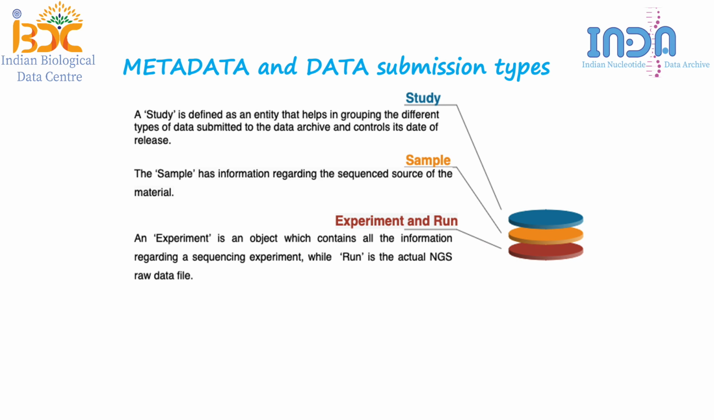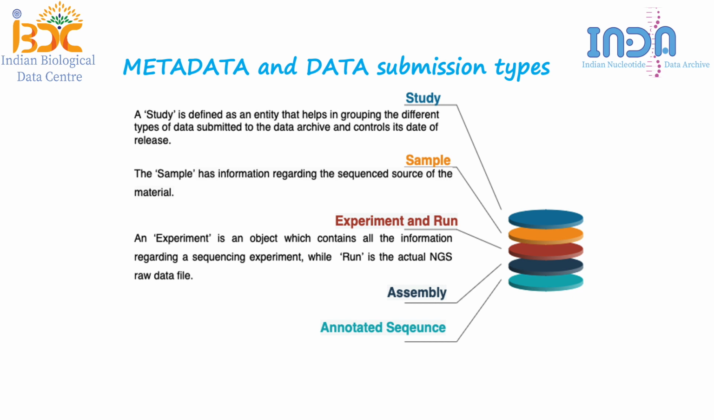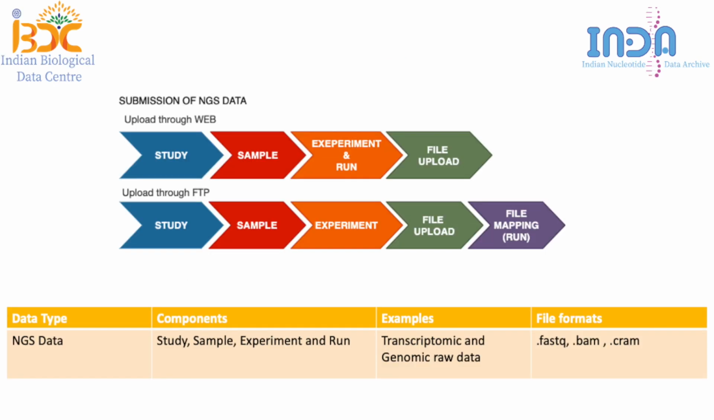An experiment is an object which contains all the information regarding a sequencing experiment, while run is the actual NGS raw data file. IBDC and INSDC accessions will be simultaneously provided for the study, sample, experiment, run, assembly, and annotated sequence submissions. For NGS data submission, the main components to be registered are study, sample, and experiment. Users can upload raw data generated from transcriptomic and genomic experiments in FASTQ, BAM, or CRAM file format.